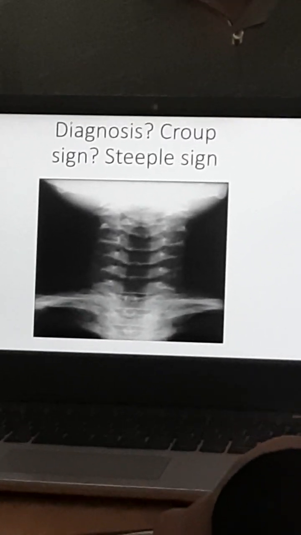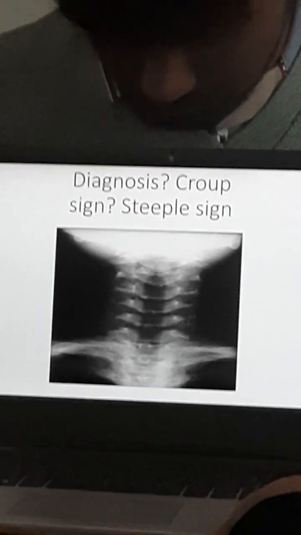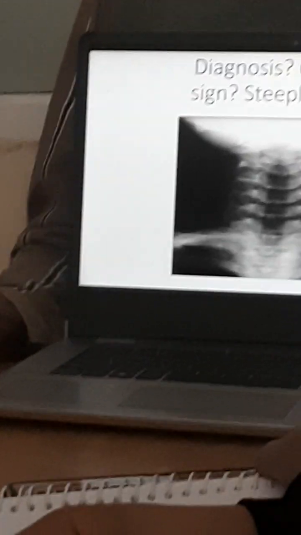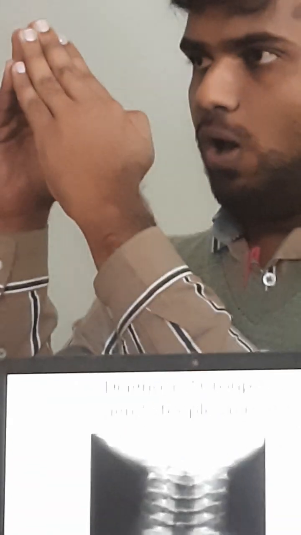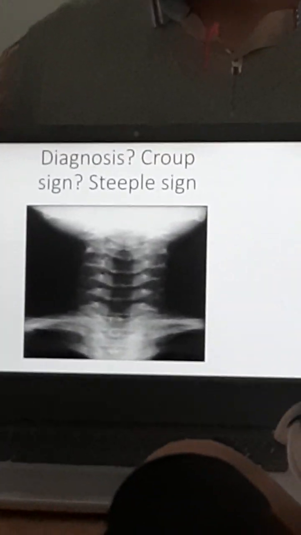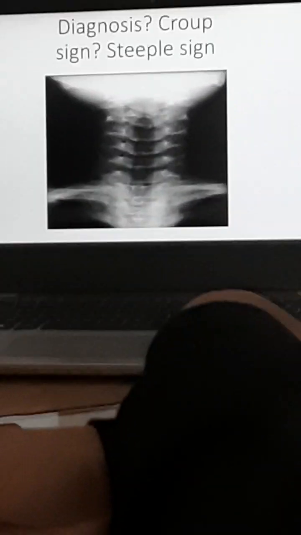What is this? Steeple sign. The answer is written. So steeple sign, what do you mean by steeple sign? Pencil tip sign or dome shape sign. Like this one. Can you see clearly this shape? Yes, in my X-ray, dome shape sign. Can you see? Where? Show me.